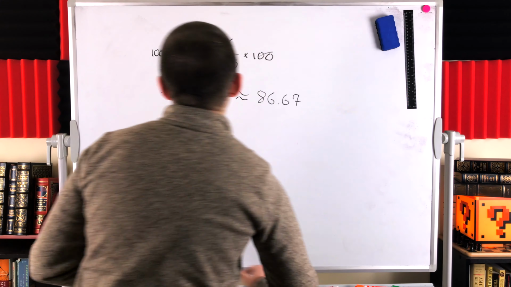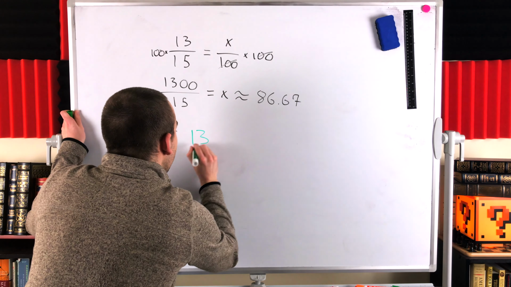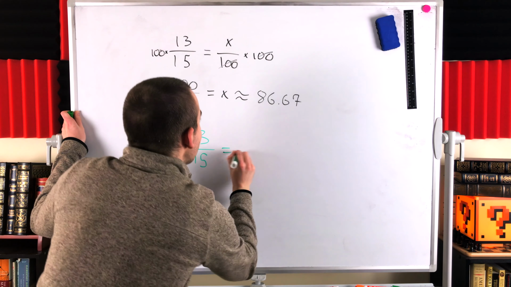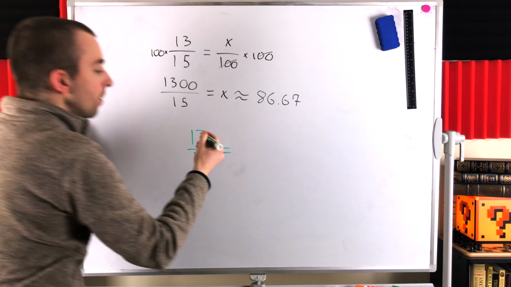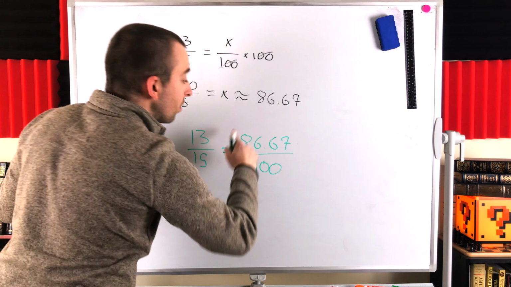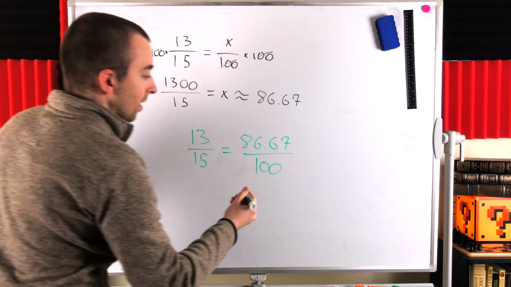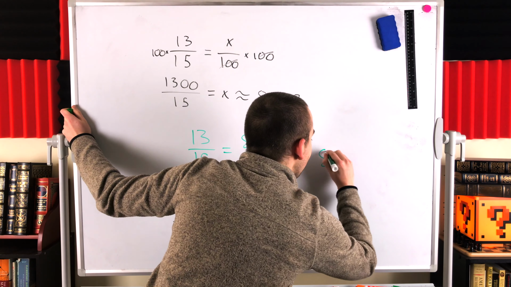This means that our original fraction, 13 over 15, is equal to x over 100, 86.67 over 100. So now we've written this fraction as an equivalent fraction, but in terms of hundredths. And so we can see that it's equal to 86.67%.